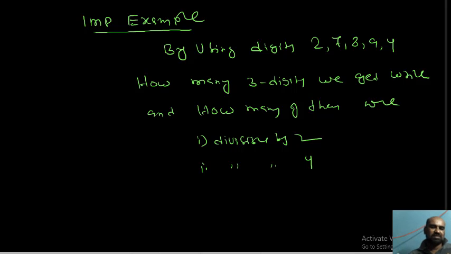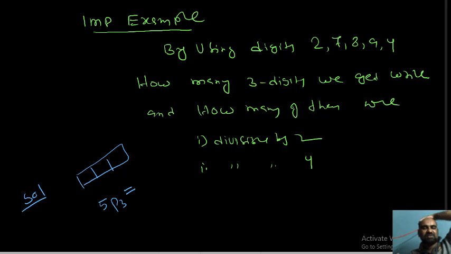Okay students, listen, solution. First of all, how many 3-digit numbers can we write? There are 1, 2, 3, 4, 5 digits. Try to draw a box containing 3 blanks, just filling these 5 elements into these 3 blanks. How many ways can you fill? By using the permutation concept, I can say 5P3. These 5 different digits should be filled into these 3 blanks, so the number of 3-digit numbers is 5P3.